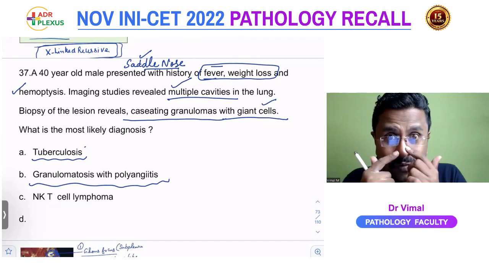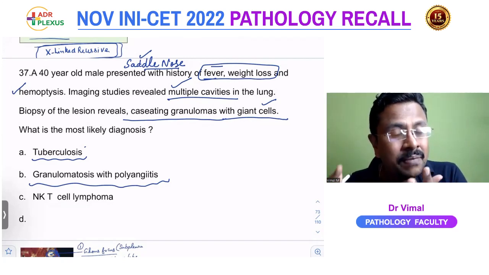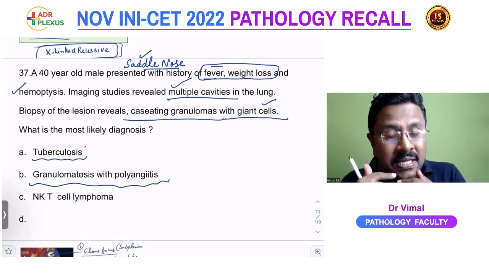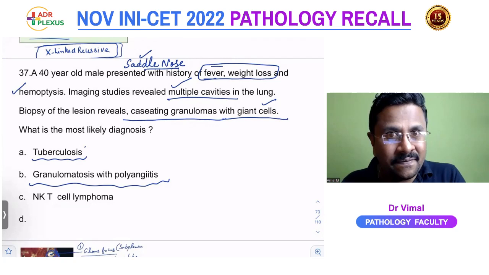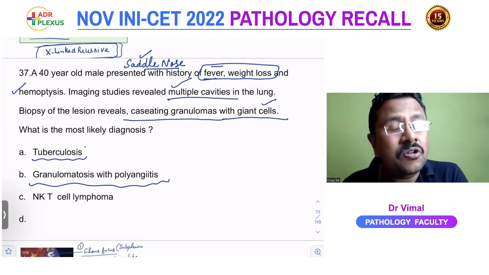Saddle nose, that is involvement of both the upper respiratory tract and the lower respiratory tract, if involved, definitely you will think of Wegener's. If you remember the classical triad of Wegener's: necrotizing granulomas in both the upper and lower respiratory tract, necrotizing vasculitis, and also crescentic glomerulonephritis, that is RPGN, which can cause hematuria. But here hematuria symptoms are not given, and any vasculitis-related symptoms are not given. If the examiner wanted to make a diagnosis of Wegener's, he would have given something like C-ANCA positivity. That is also not given.